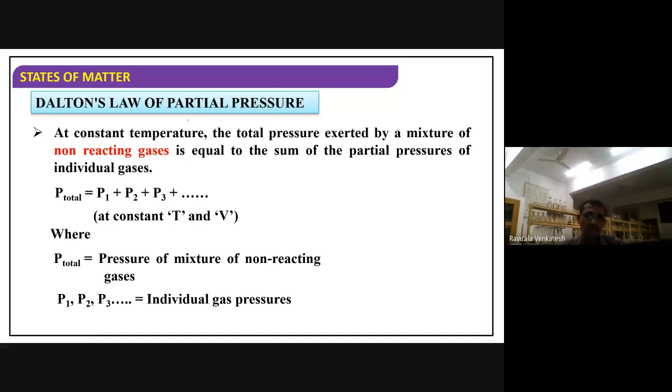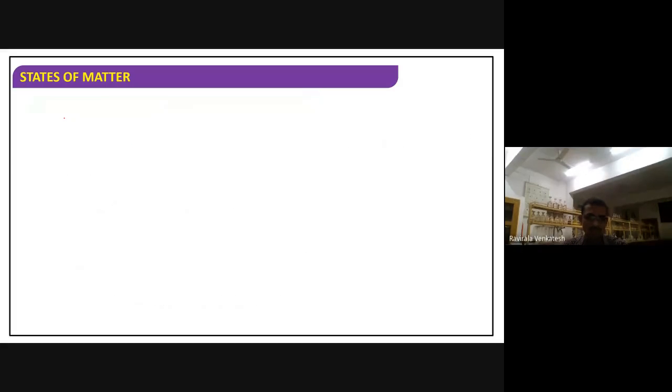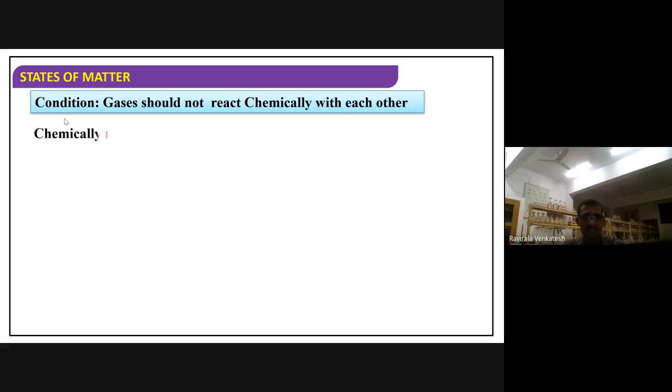Everyone knows, no? The total pressure of a mixture of gases will be the sum of the partial pressures of the individual gases, correct or not? The sum of the partial pressures of individual gases is nothing but what is called Dalton's law.